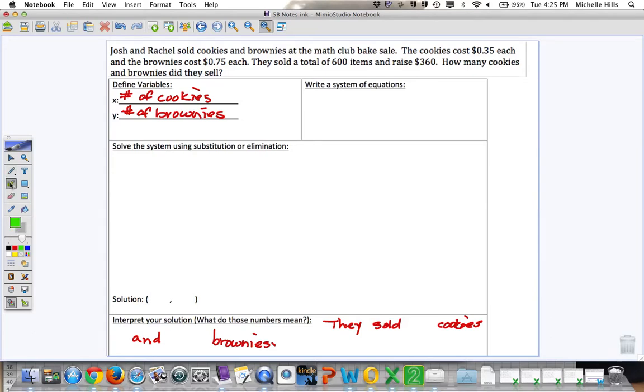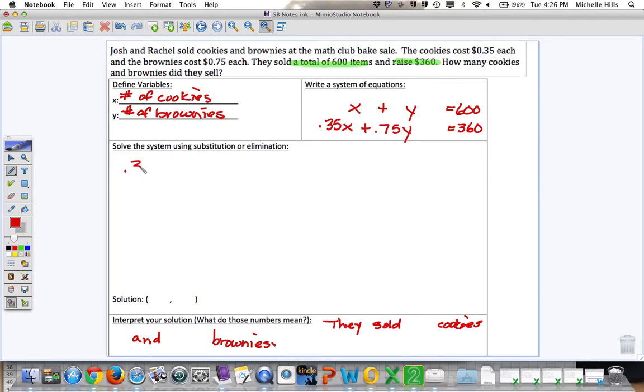So, this is a case where I always look for one total. They sold a total of 600 items, so that's going to be equals 600. Well, if it's numbers of items, they sold x cookies plus y brownies for a total of 600 items sold. And they raised a total of $360, so equals 360. Well, people paid 35 cents for each cookie, and they paid 75 cents for each brownie for a total of $360. This is a case where I would use the elimination method.